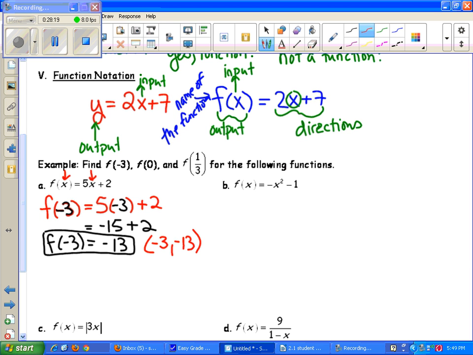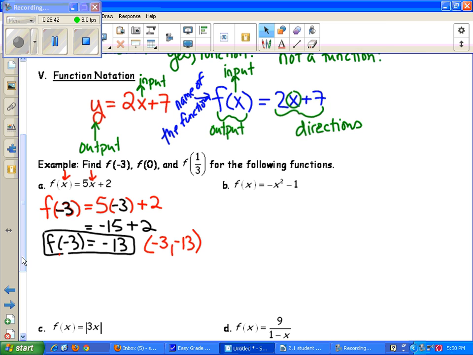Now you don't need to write that for all of these problems. I just wrote it there so that you could see that that's your x value and this is your y value. So instead of saying y equals -13, like we used to write, now we're writing f of -3 equals -13. It's just a different way of doing it. So let's go ahead and do the next one.